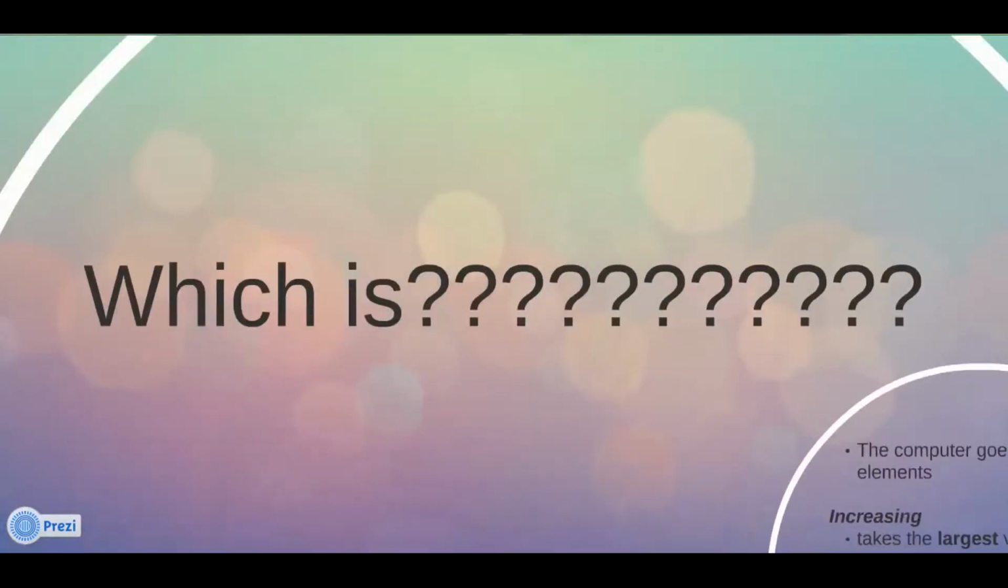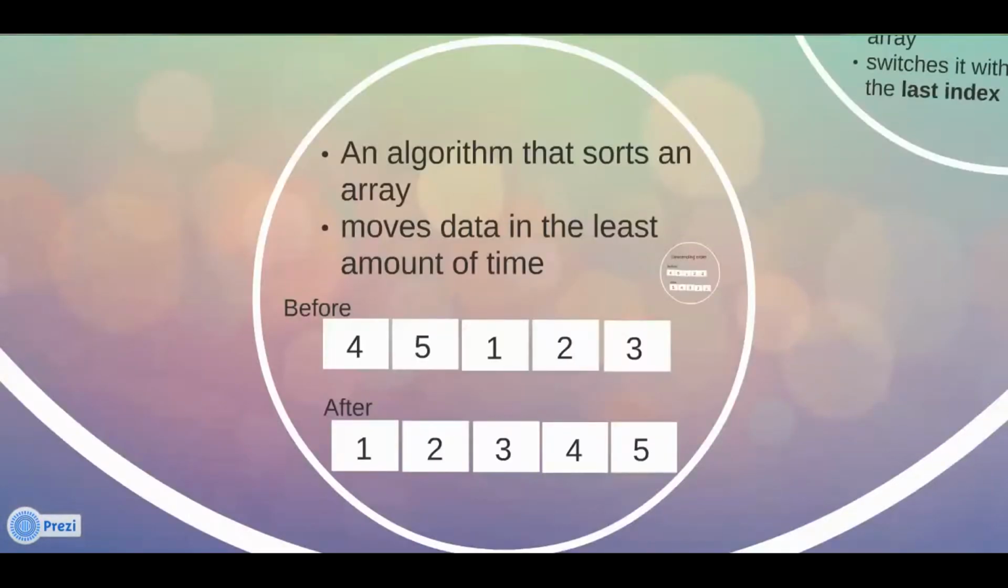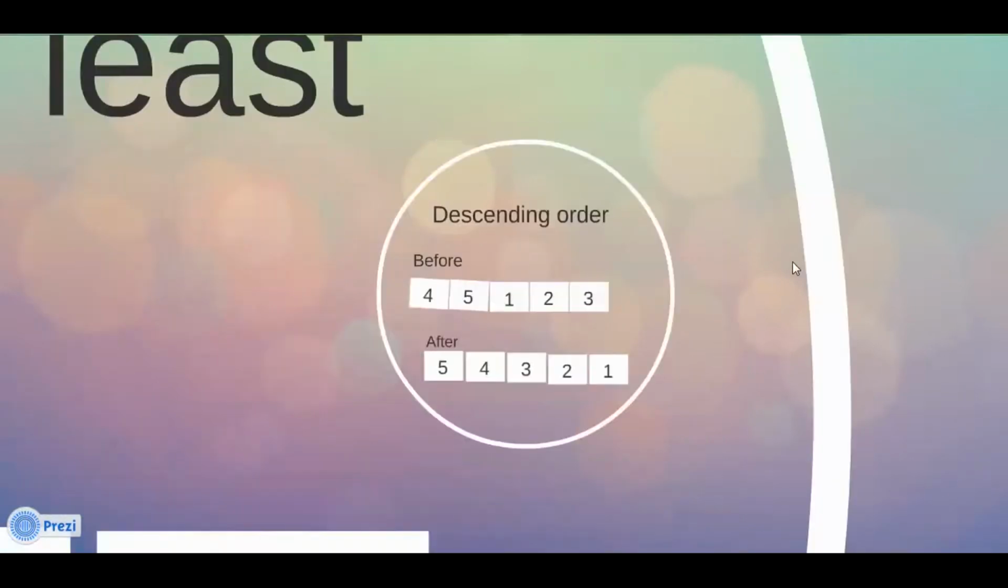So what is it? Well, it's an algorithm, a method that sorts out an array by moving the data in the least amount of time. For example, I have a list of numbers which I want to be arranged so that it could be increasing. So I would follow the selection sorting algorithm so that it would move the values around and arrange it so that I have this as my output, 1, 2, 3, 4, 5.